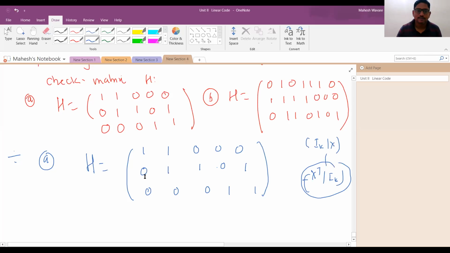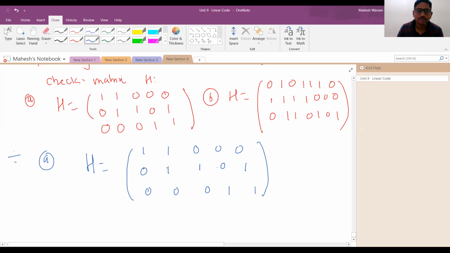Suppose H dash is the parity check matrix for C. This H is the parity check matrix for C, which means it is the generator matrix for C perp. So C perp is also a linear code. The dimension of C perp is 3, so the dimension of C has to be 2. You can check it: 2 plus 3 gives 5. C perp is a linear code whose generator matrix is H, and it is not in standard form.